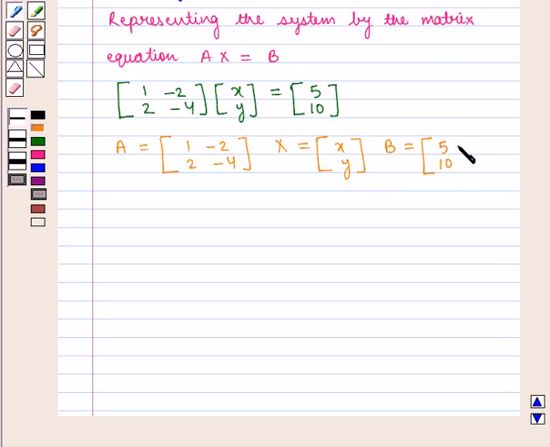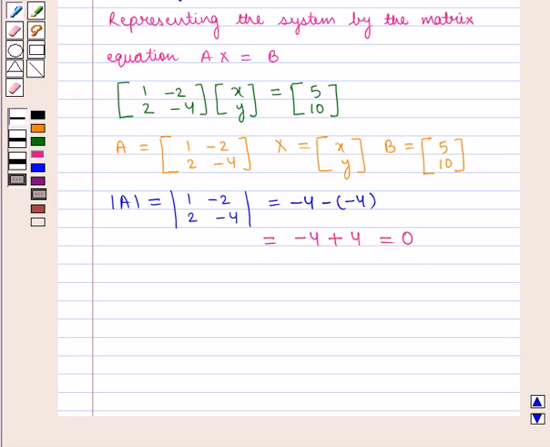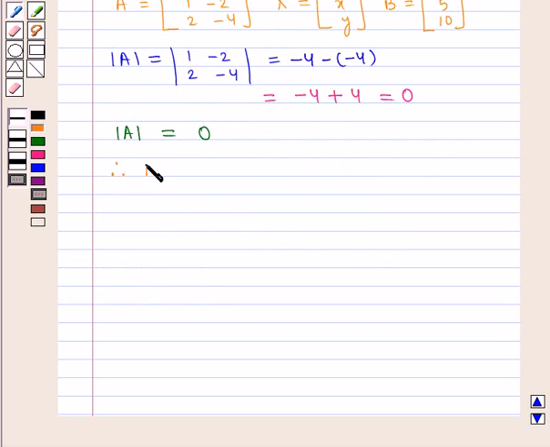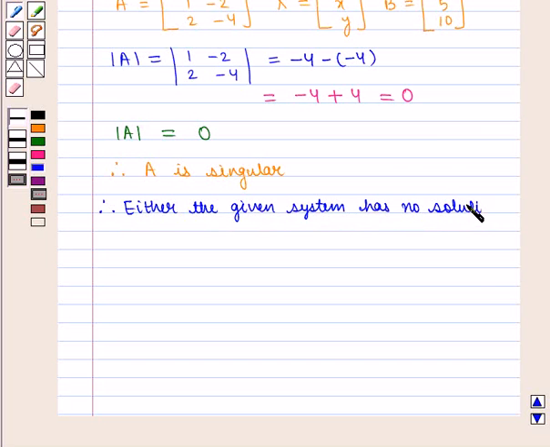Now determinant of A is given by 1 into minus 4, that is minus 4, minus of 2 into minus 2, that is minus 4, which is equal to minus 4 plus 4, that is 0. So determinant of A is equal to 0. Therefore A is singular. Therefore either the given system has no solution or an infinite number of solutions.